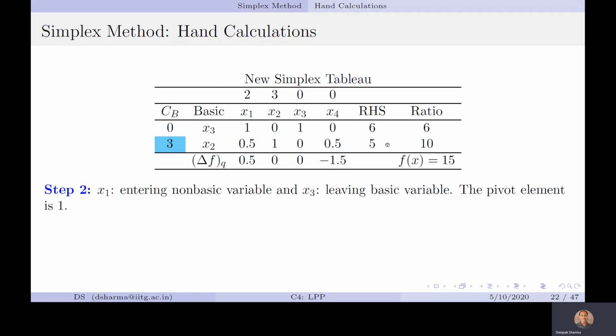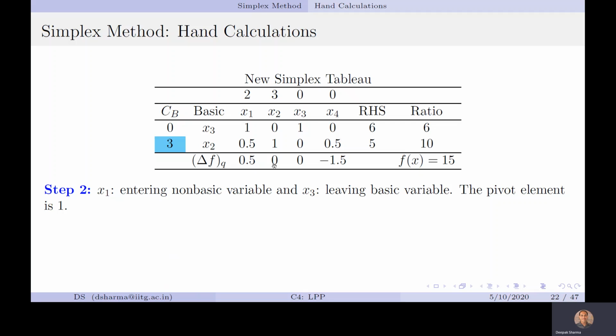Here you might have seen that I am writing a function value as well. How am I getting this value? We look at the two columns, the CB column and the right hand side column, RHS. So we multiply the cost coefficient 0 into 6 plus 3 into 5. That makes our objective function 15. At this iteration, what is our solution? We look at the basic column and the right hand side. So x3 is equal to 6, x2 is equal to 5, and the other variables are non-basic, so they are already 0.